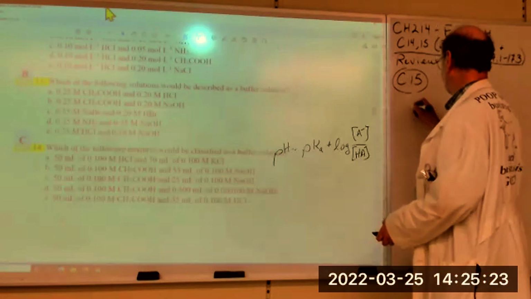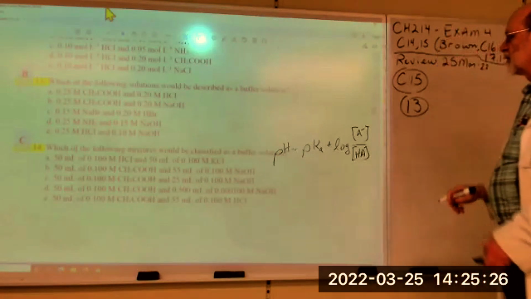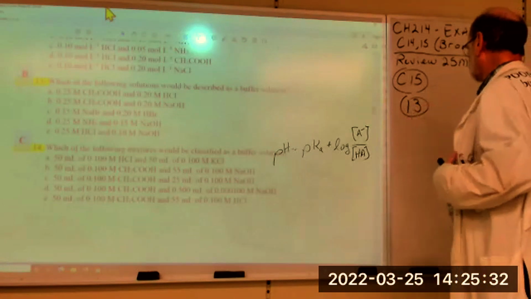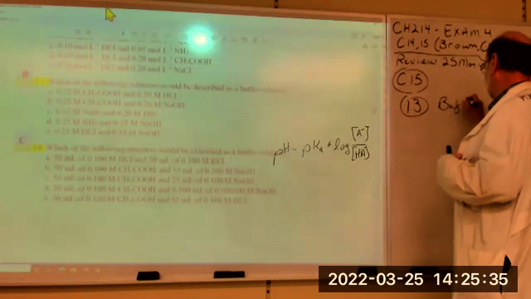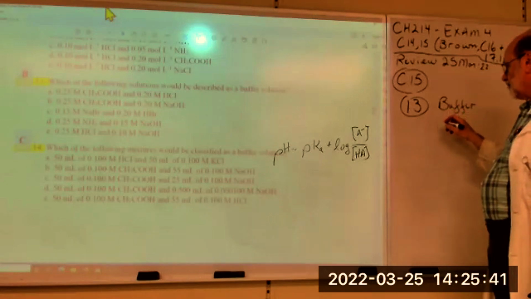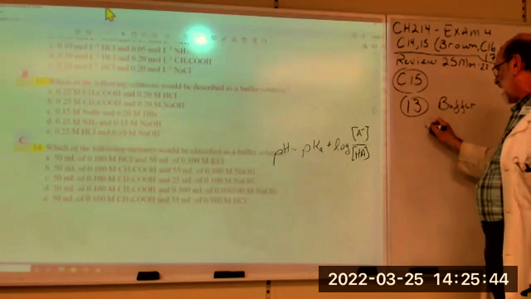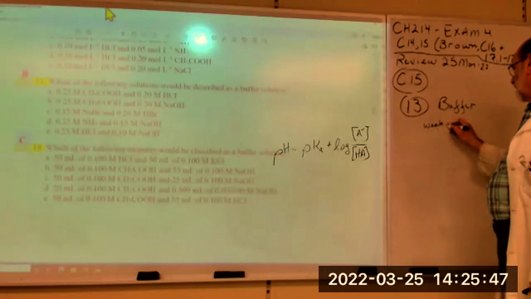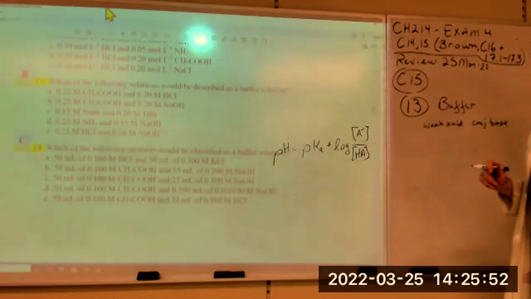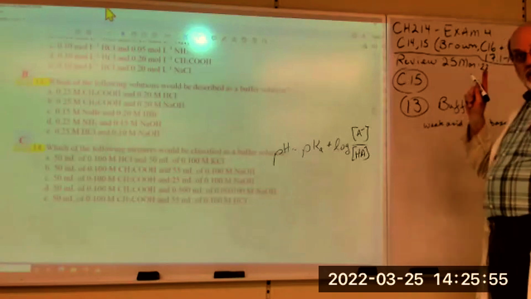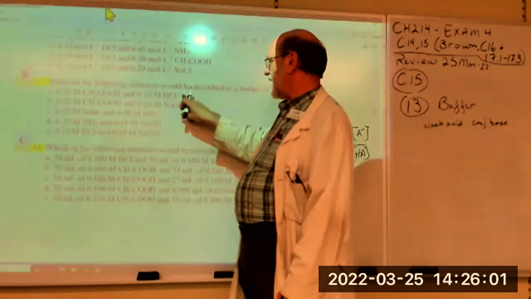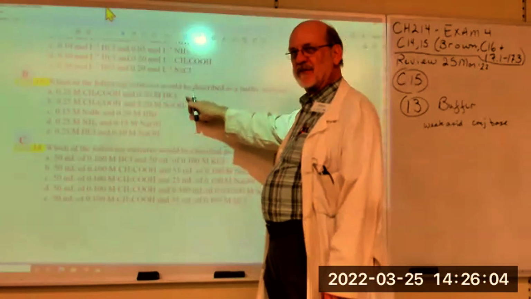All right, 13. Which of the following solutions would be described as a buffer solution? What are the conditions for a buffer? First of all, you need a weak acid most of the time, and its conjugate base. So the acid has to lose one proton. Let's see if we've got any candidates here. Acetic acid and hydrochloric acid. Nope, sorry. They're both acids.